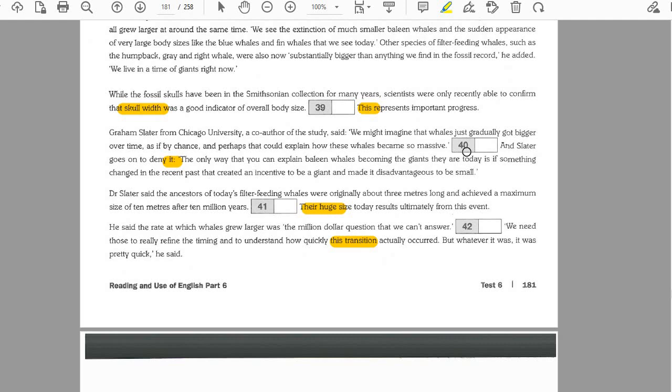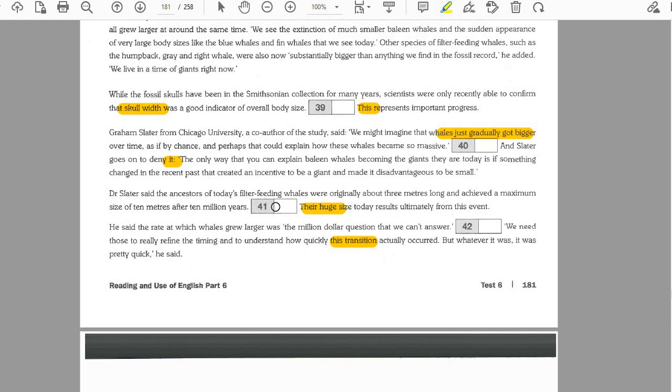40, F. So perhaps that could explain how these whales became so massive. Contrast. But the researchers' analysis shows that this idea, so this idea is this, they just got gradually bigger. So this idea doesn't hold up. Hold up means you can't accept it because it's not really true. When you really look into the idea, it doesn't hold up. It doesn't resist any analysis. And as the text later goes on to deny it, it refers to the idea. So again, you see a connection with this, a connection with this.